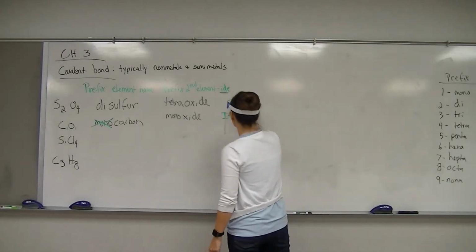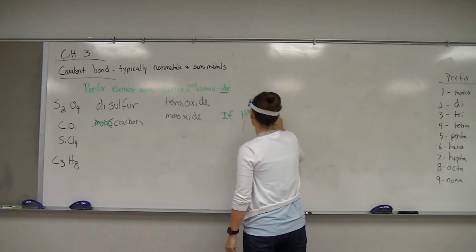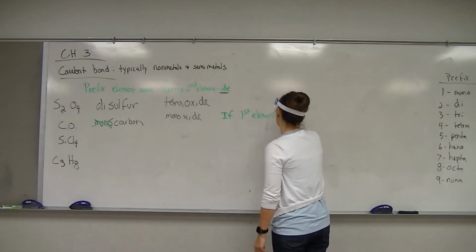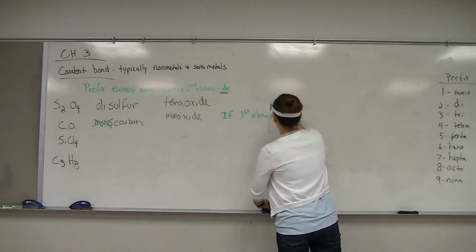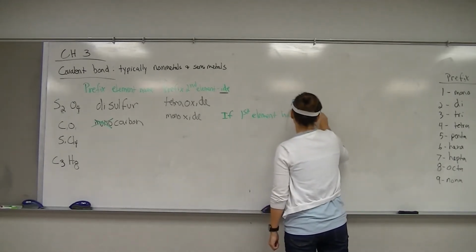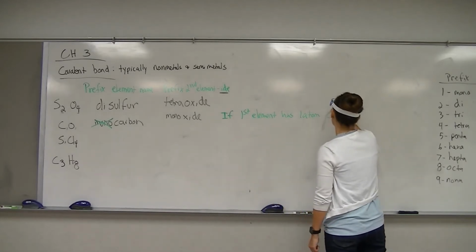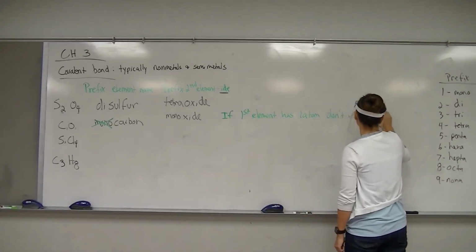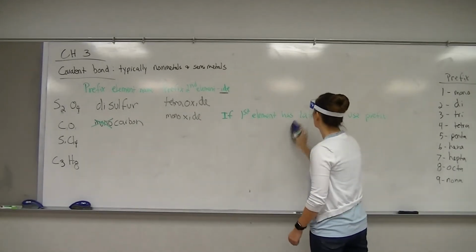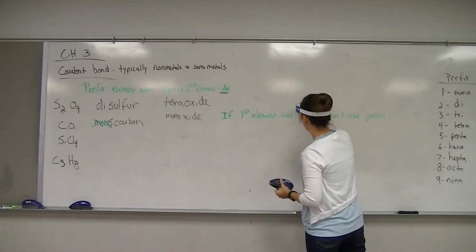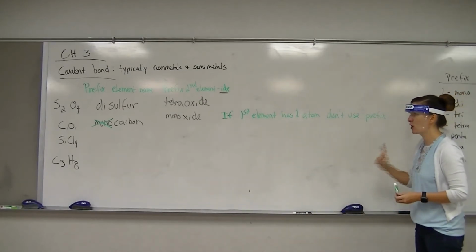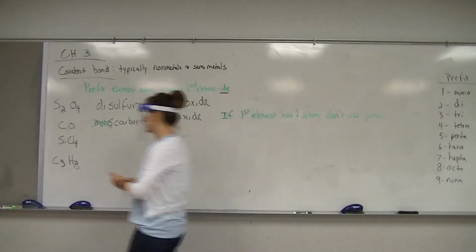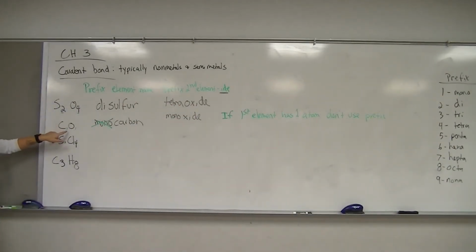If the first element has 1 atom, don't put the mono, don't use the prefix. This is the number 1. So if the first element present has only 1 atom, you don't use the prefix. Carbon is the first element present. It has just 1 atom, so we're not going to use the prefix.